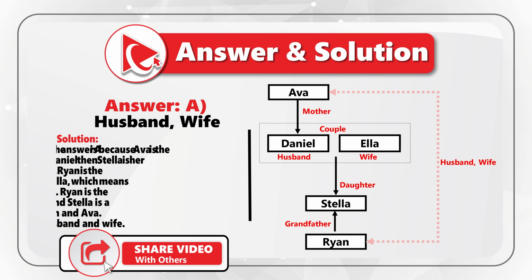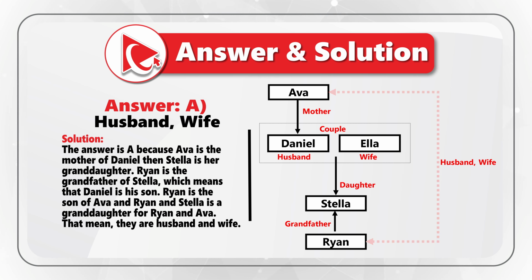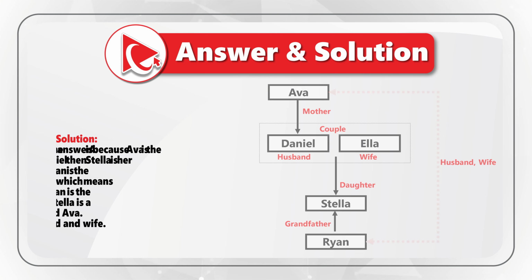The answer is A, because Ava is the mother of Daniel, and Stella is her granddaughter. Because Stella is also a granddaughter to Ryan, this means that Ava and Ryan are husband and wife. Hopefully you've nailed this question and now know how to answer similar problems on the test. To get ready for an assessment test, you want to make sure that you practice with the tests that most accurately resemble the actual assessment.